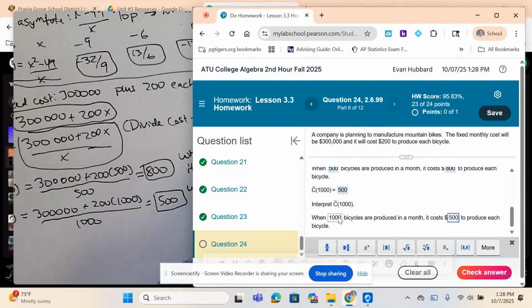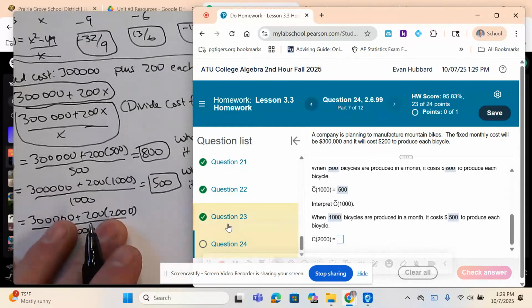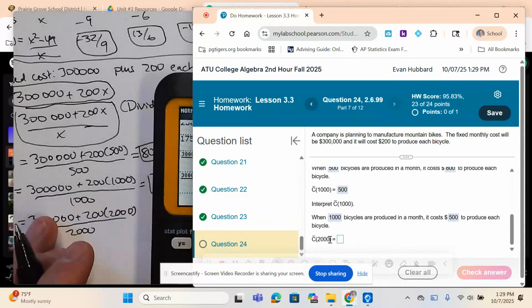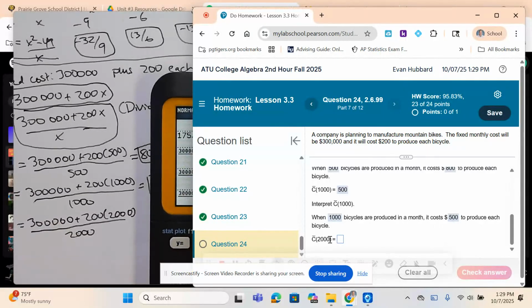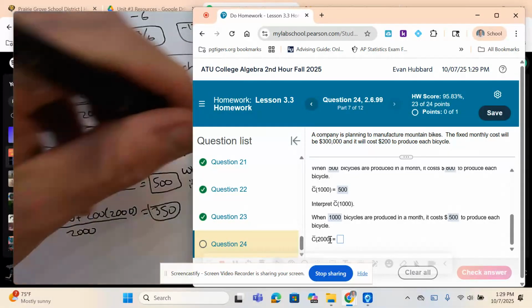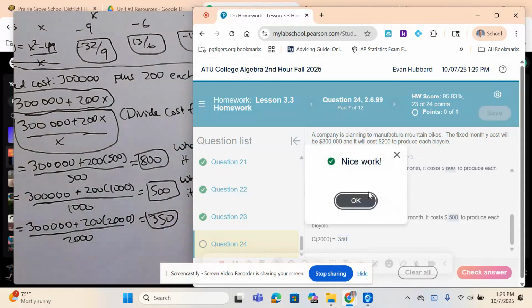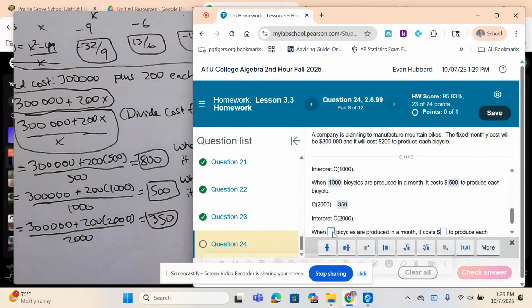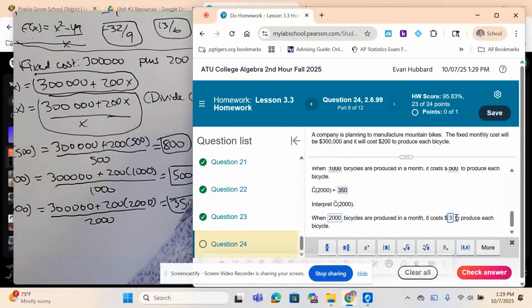So your x goes here, and then your output goes there. For 2,000, you just plug 2,000 into the formula. I could change the 1,000s to 2,000s. So that's 350. So when you produce 2,000 bicycles, it costs $350 to produce each bicycle.